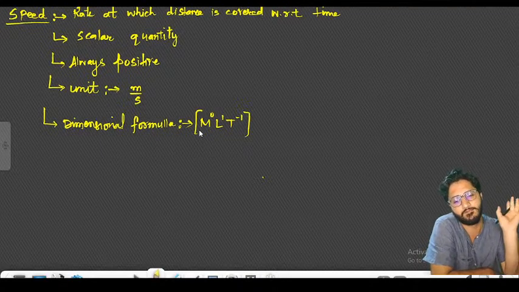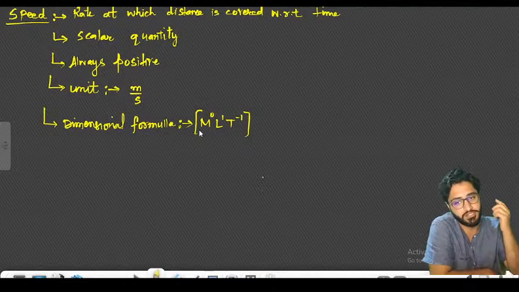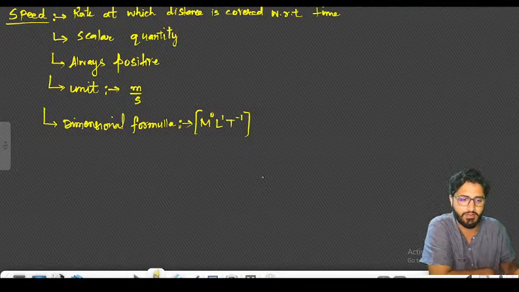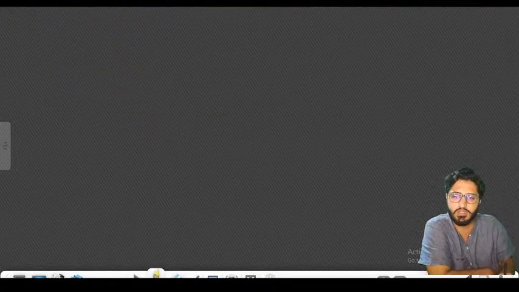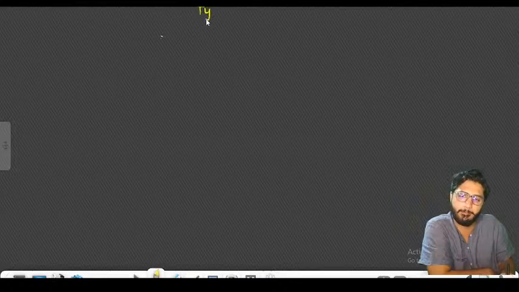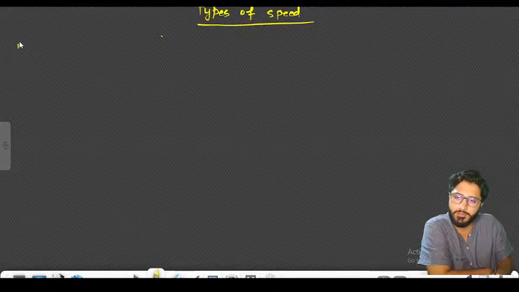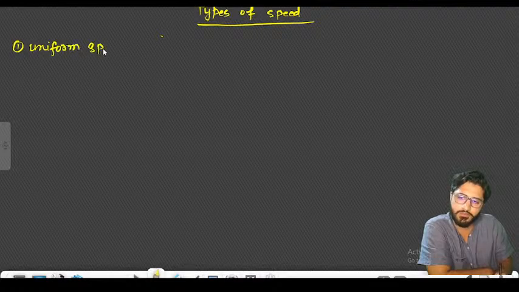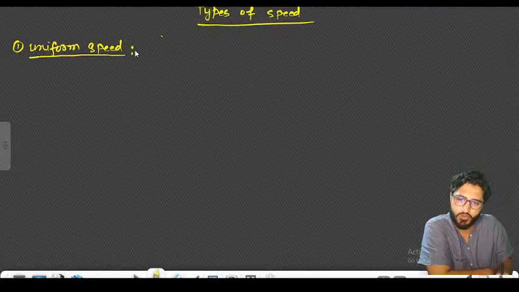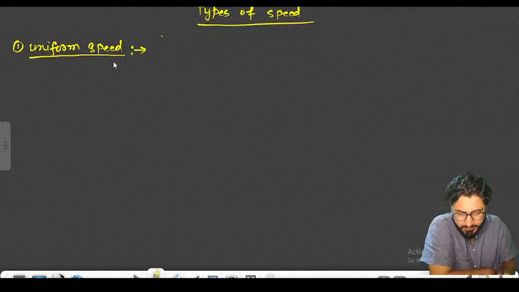That's more than enough. Now we have types of speeds. So I will write here types of speed. First type means uniform speed. Do you know what is the meaning of uniform speed?